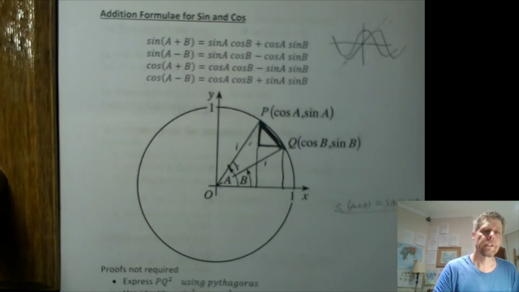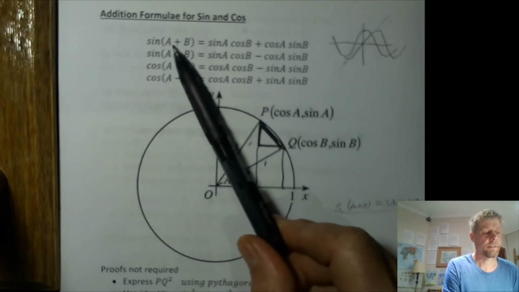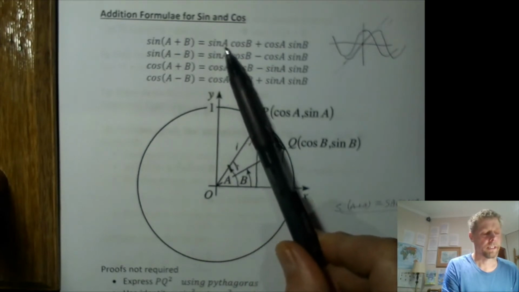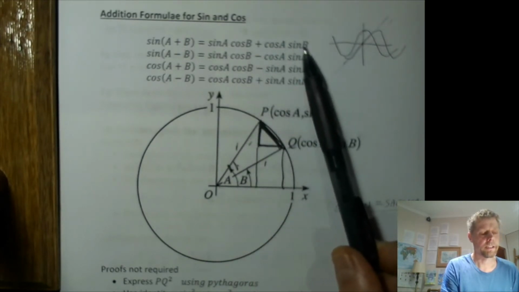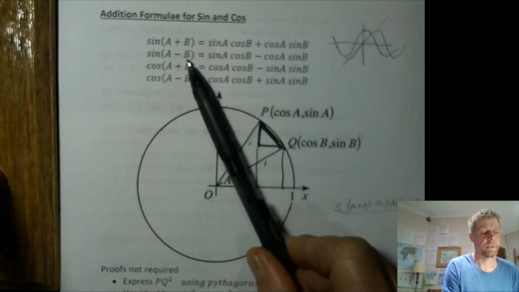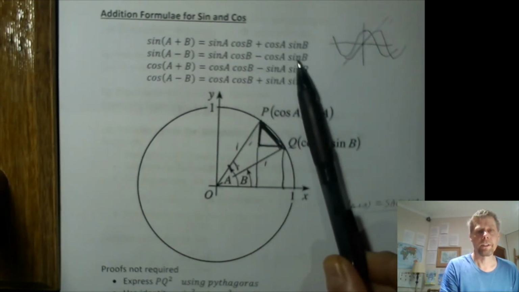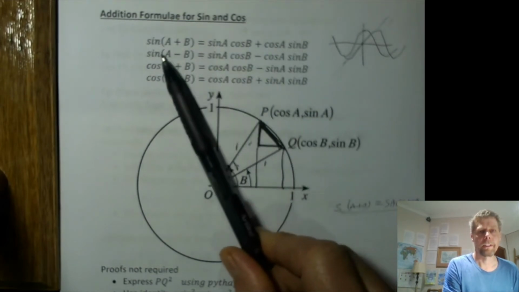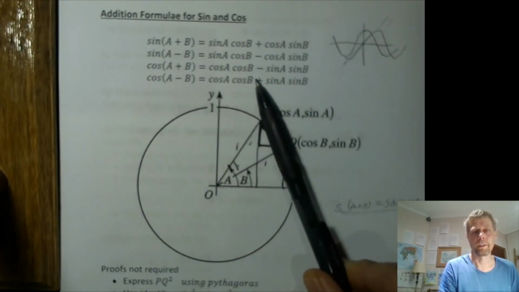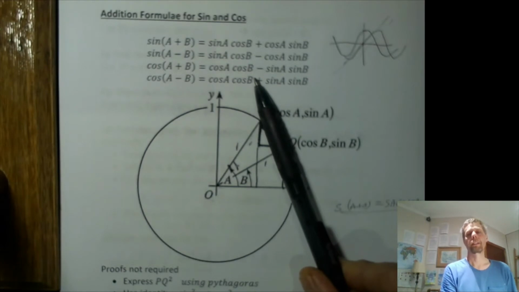Now we have the addition formula for sine and cos, where we say that sine of a plus b equals sine a cos b plus cos a sine b, and sine of a minus b is sine a cos b minus cos a sine b, and so it goes. Now these formulae need to be also memorized. We'll touch on how to prove them, but it's not really required, and the important thing is to be able to apply them in an exam situation.